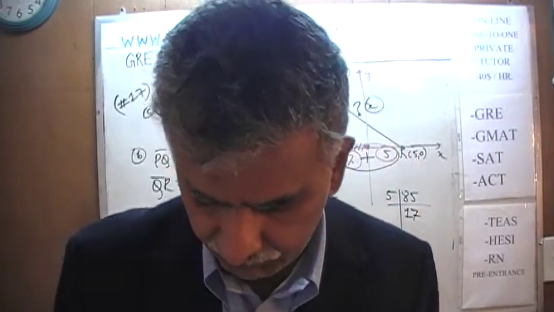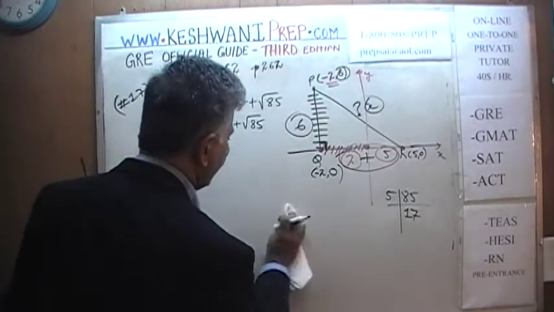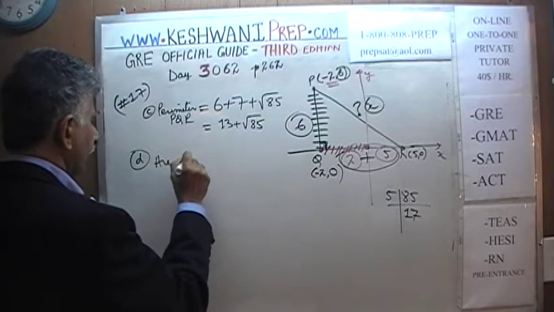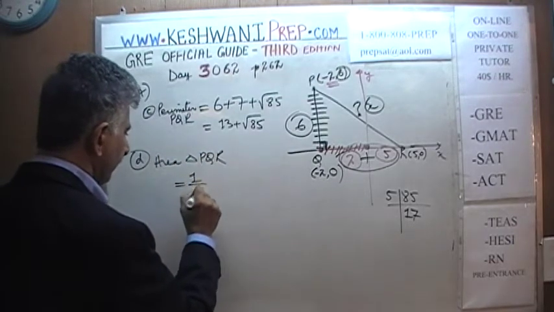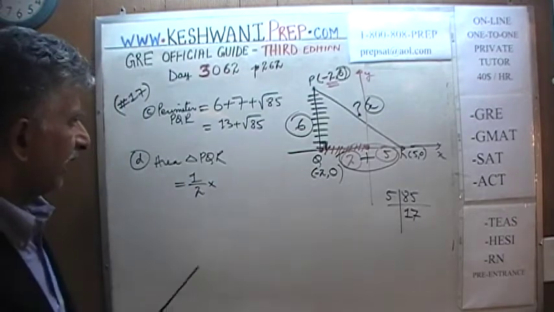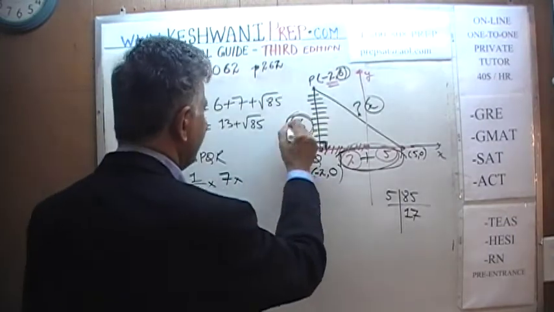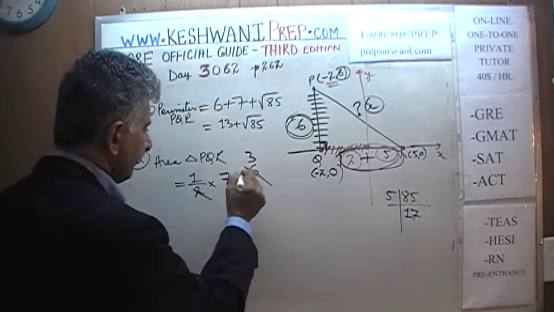Area of the triangle PQR, part D. Well, we know area simply equals 1 half base times height. Base we know is 7, and height we know is 6. So it's just going to be 3 times 7, which is 21.